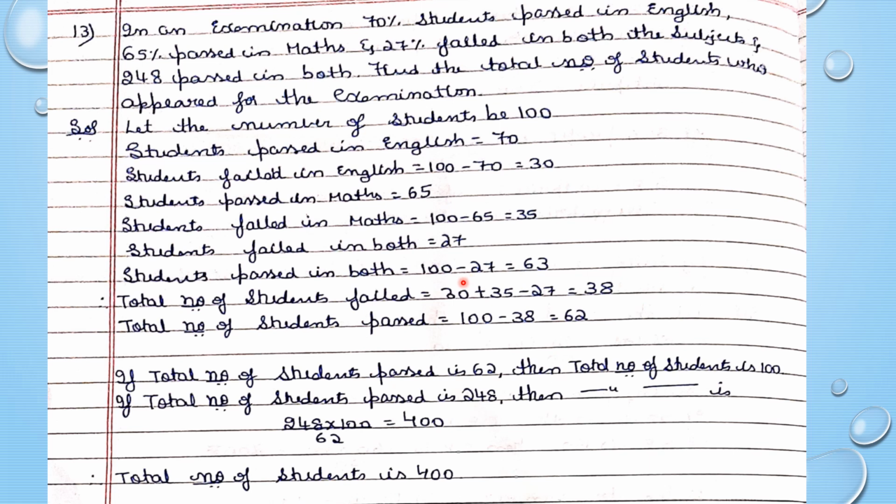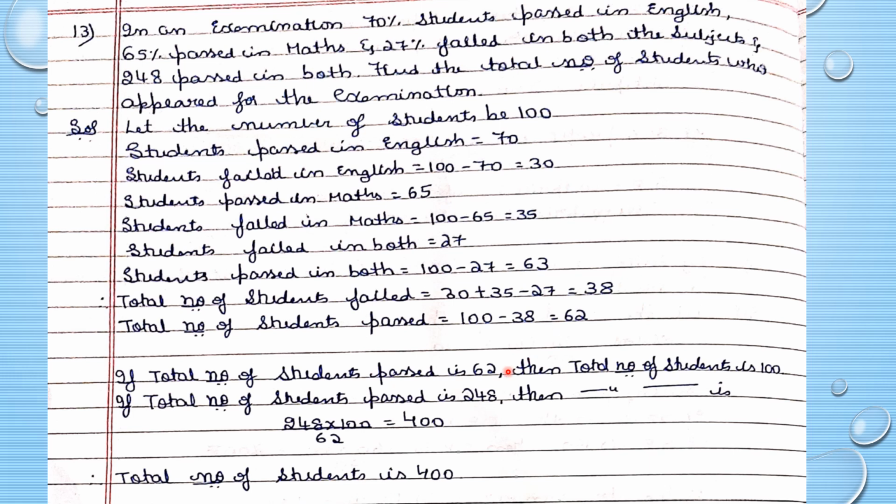Total number of students failed. How should you calculate, sir? Total number of students failed is nothing but, here 30 students failed in English and 35 students failed in maths. So you add both and subtract the 27 students who failed in both. So minus 27, totally it will be 38, where 38 students failed in the subjects. If 38 students have failed, then 100 minus 38 becomes 62. So 62 students have passed in both the subjects.